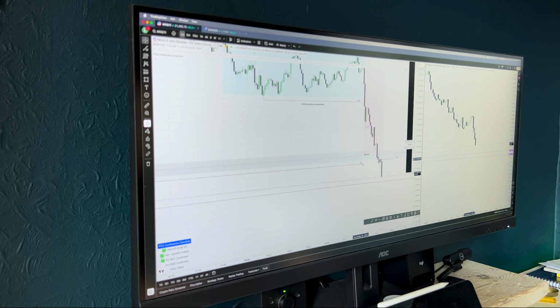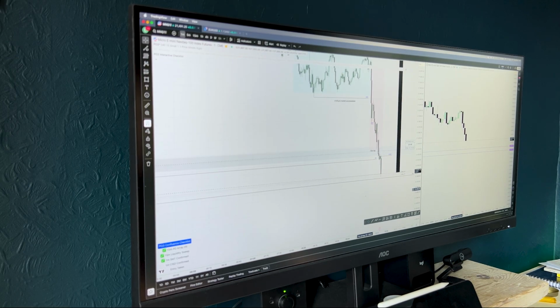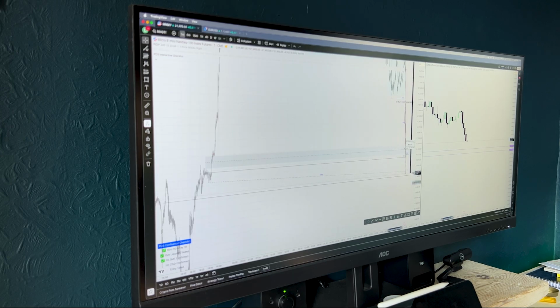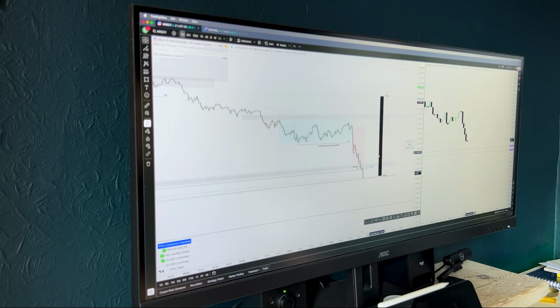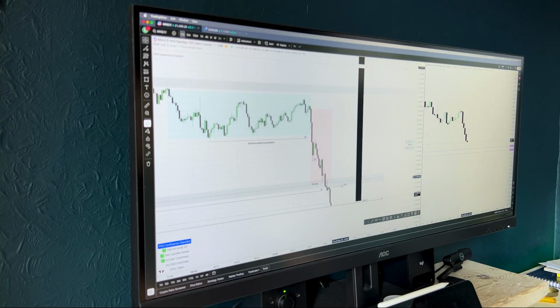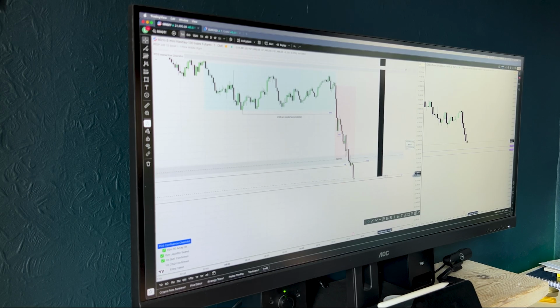Still SMT, because as you can see on the right hand side of my screen, ES has not taken those lows. So we are dumping, man. So this is market open. We've jumped 194 points in 20 minutes.